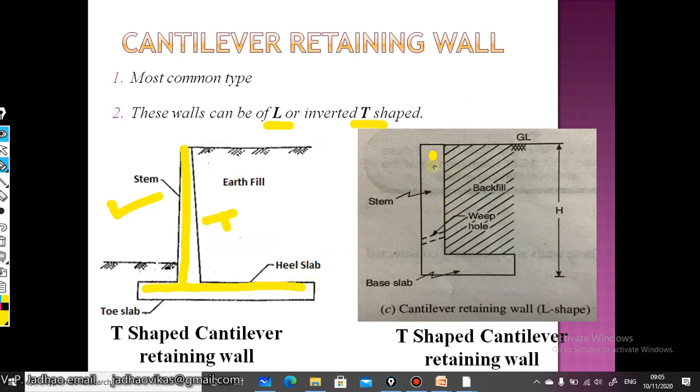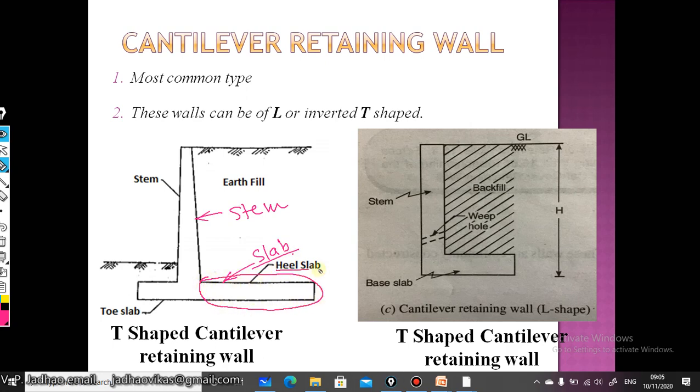And this is another type of retaining wall. It is shaped like an L type retaining wall. So these are two different types of cantilever retaining walls. And then we have some parts of retaining walls. This part is called the stem, and this part is called the base slab. The base slab in this particular region is called the heel slab, whereas the base slab in this region is called the toe slab.